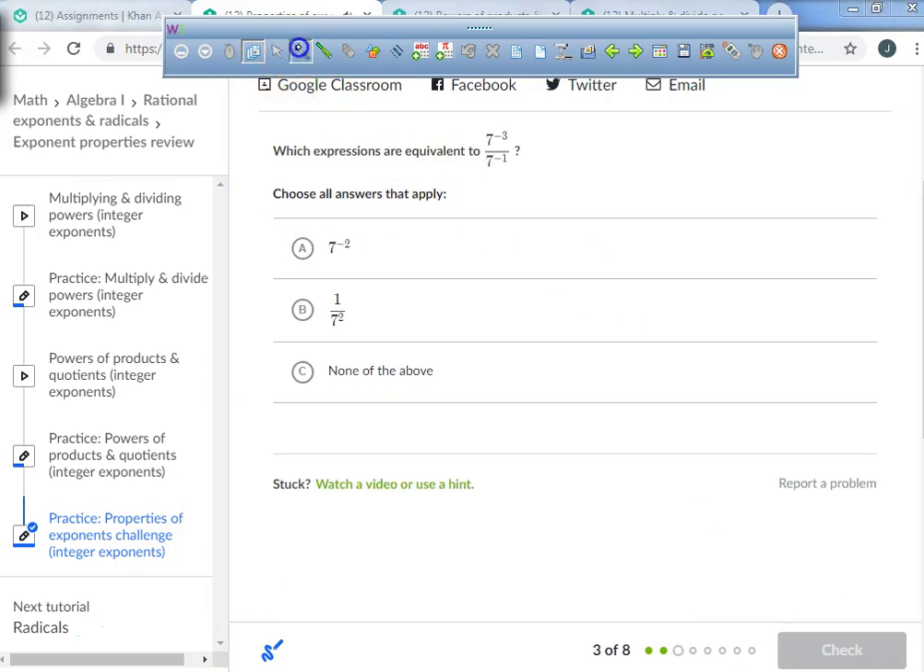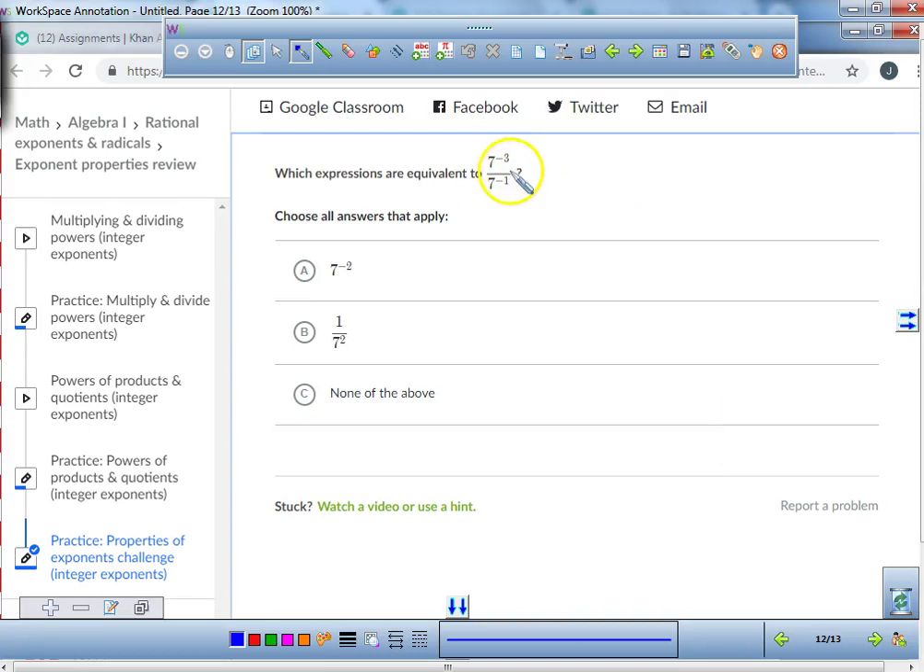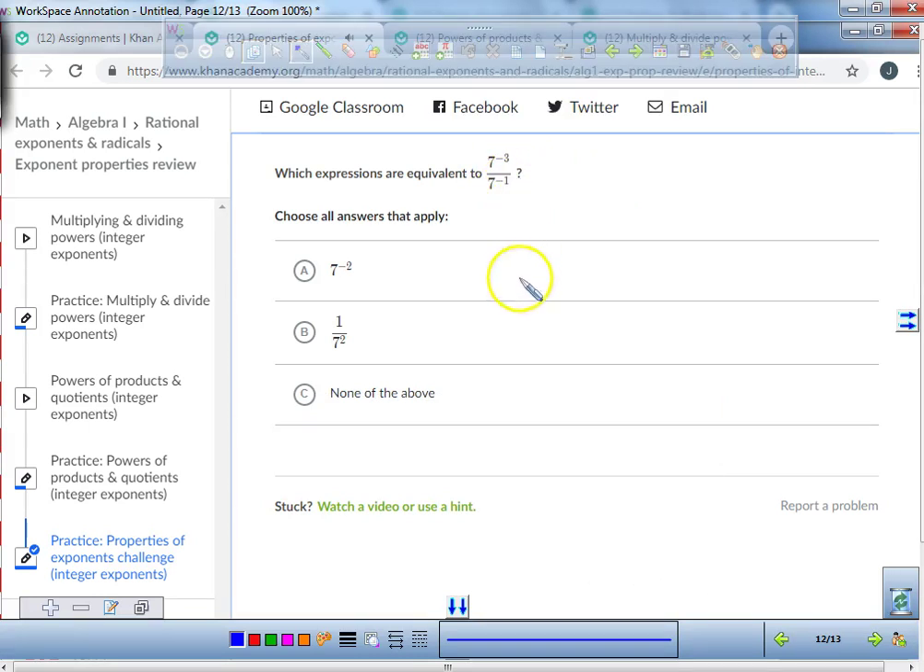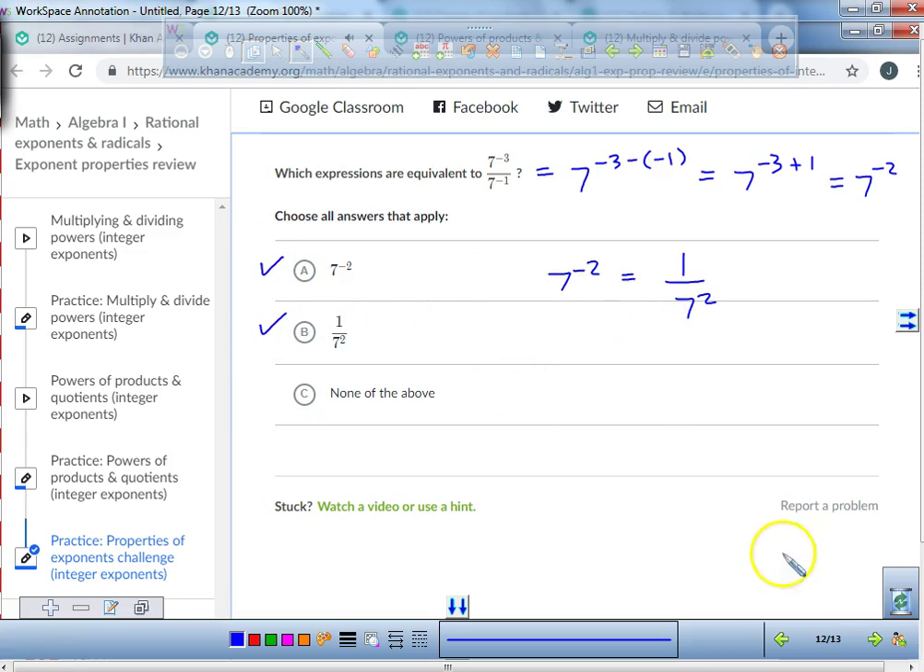Okay, here we go. So now we have 7 to the power of negative 3 divided by 7 to the power of negative 1. Using the quotient property, we're going to do 7 to the negative 3 minus negative 1. One thing I'm really proud of my daughter doing algebra right now, every time she sees a minus and a minus, she always puts a little parentheses. It makes me really, really happy. But I don't have to tell her, she just does it. Negative and negative makes it a positive. So I get 7 to the power of negative 2. And 7 to the power of negative 2 is the same as 1 over 7 squared. So that's the right answer, and that's the right answer.